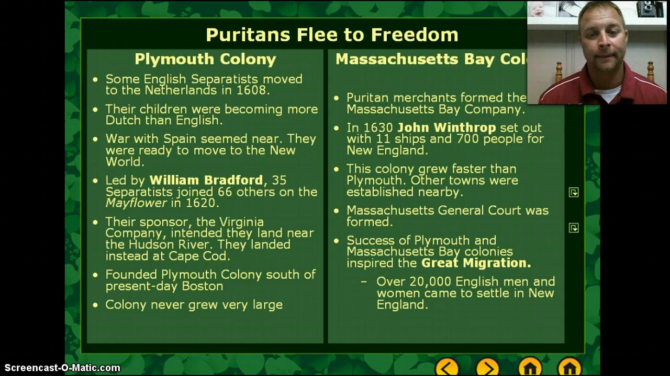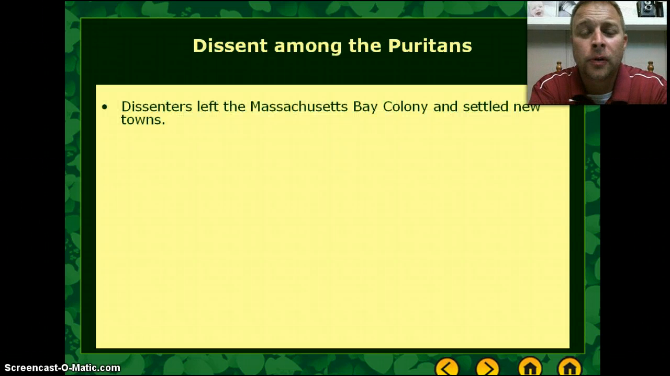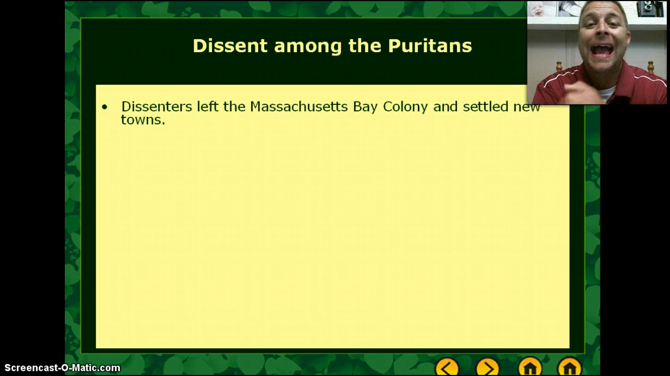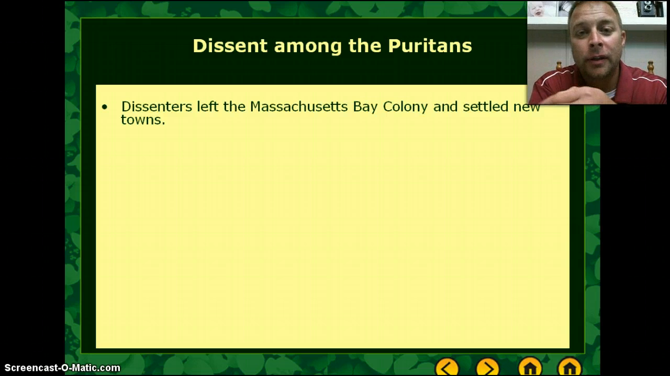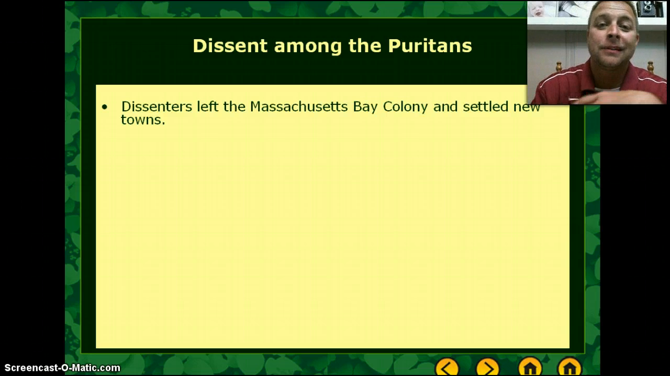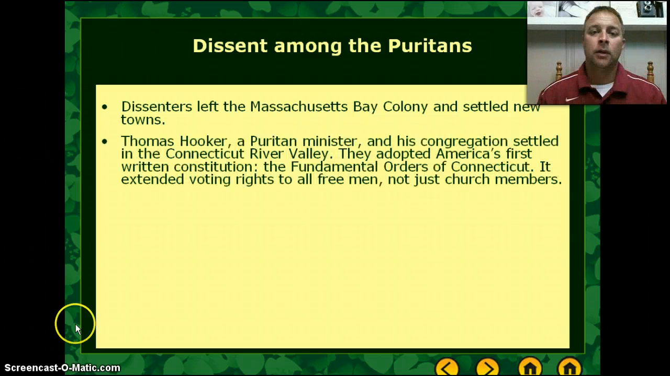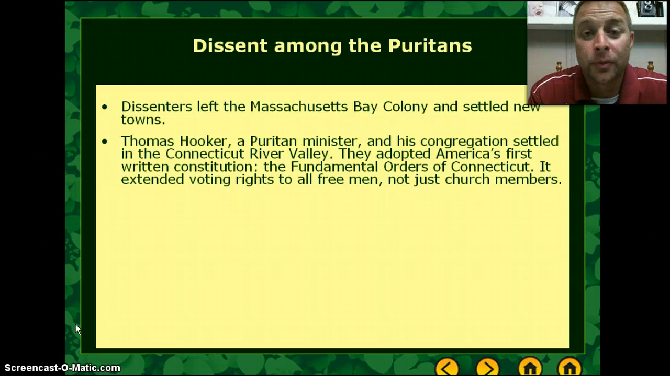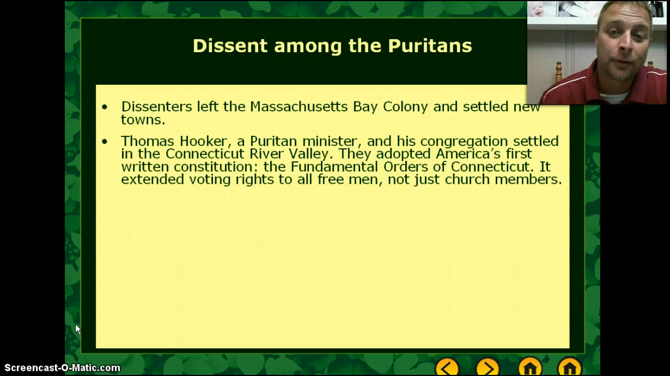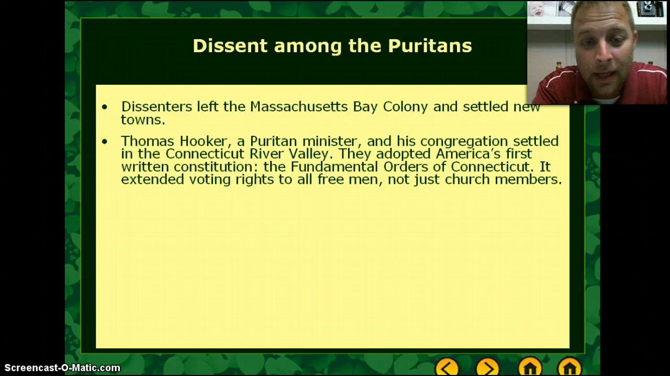Although most of these settlers were Puritans, by no means were all of them Puritans, and some of those who were Puritans had different ideas about the role religion should play in society. So very early on in the Massachusetts Bay Colony, people began to leave and settle new towns and regions. One of these leaders was Thomas Hooker, who was a Puritan minister. He and his congregation settled in the Connecticut River Valley, which will become the colony of Connecticut.